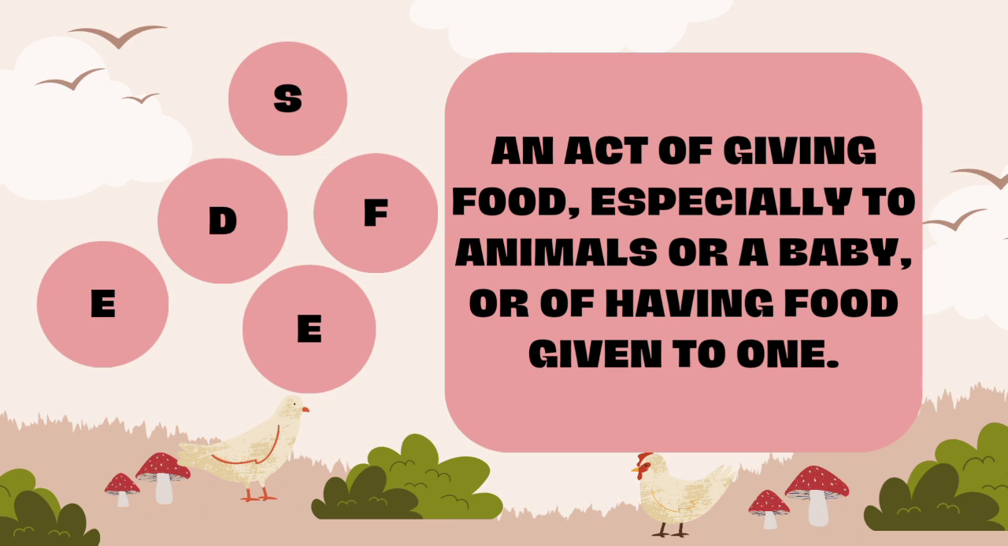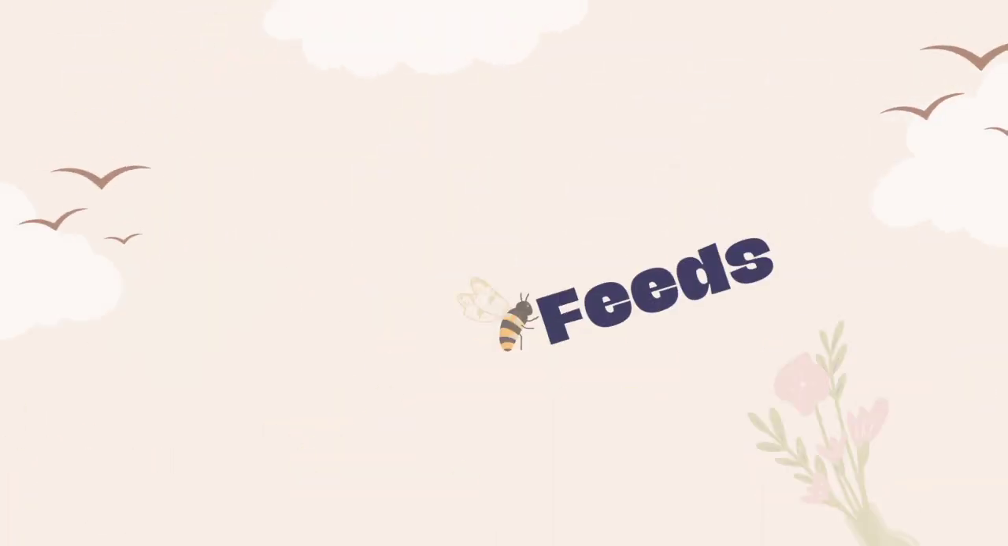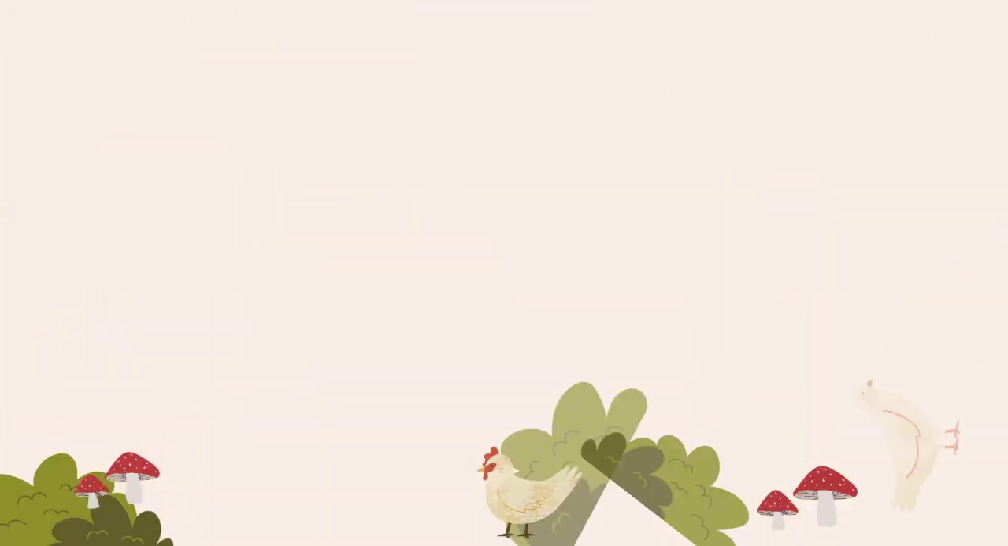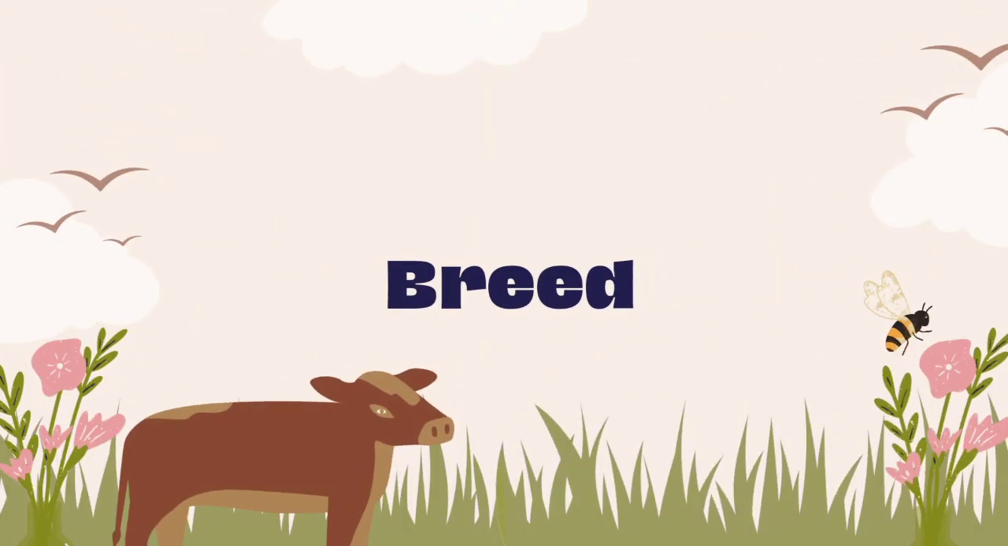Okay, in 3, 2, 1. Very good, it's feeds. Next, it comes from the Old English breeden, which means to bring young to birth. Okay, in 3, 2, 1. Very good, it's breed.